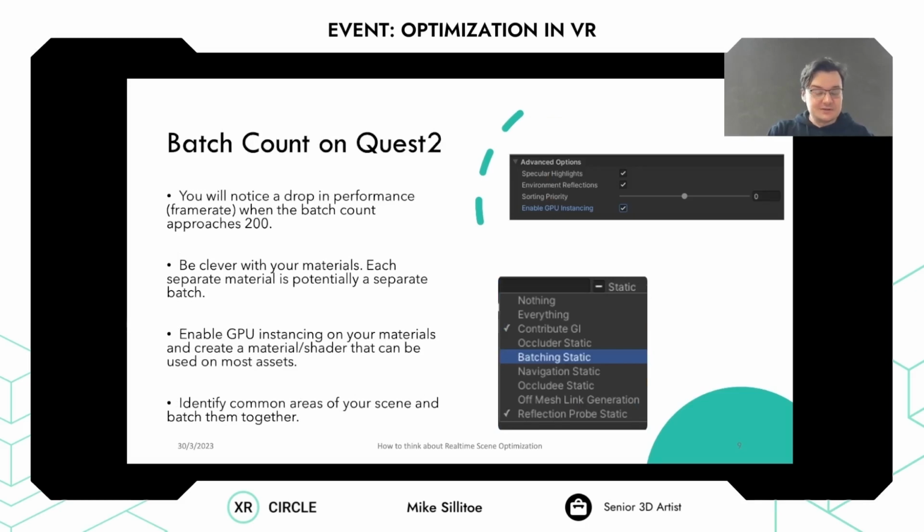The batch count on Quest 2 is kind of important because we've noticed that the performance will start to really tank when you approach 200. Ideally, the fewer batches, the better. Be clever with your materials because these tend to add up very quickly. Each separate material is potentially a separate batch. Even with things like GPU instancing enabled, if you have lots of materials in your scene, that can still really add up quite quickly. Identifying common areas of your scene and batching them together is obviously super important. You basically want to be as smart as possible with how you separate your objects because things can get out of hand real quickly.